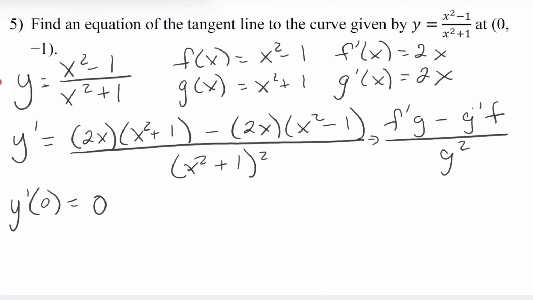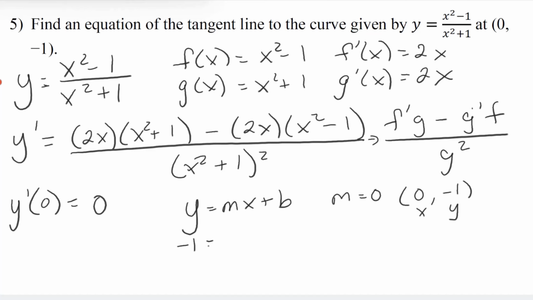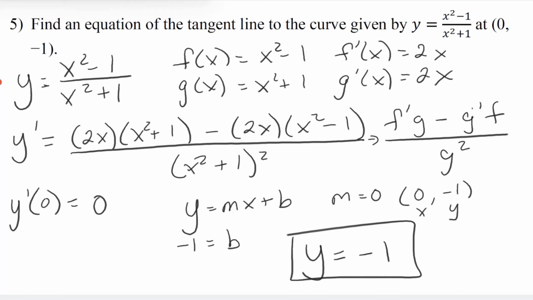So my slope, if I do y equals mx plus b, I have m is 0, then I have my x and my y. So I have negative 1 equals b. So the equation that I'm looking for in this case is just y equals negative 1. It's a horizontal line.